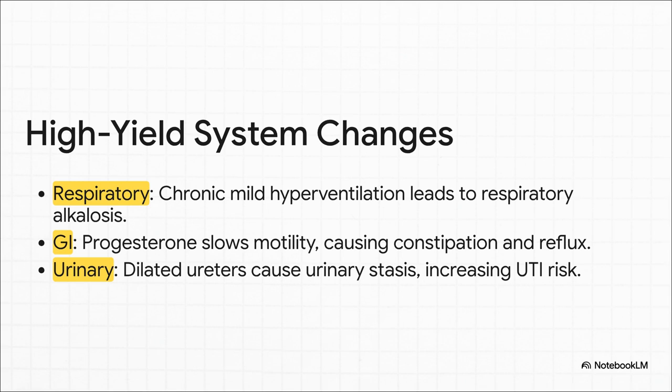Next, the GI system. Progesterone relaxes smooth muscle, which slows everything down. That's why constipation and heartburn are so common. And finally, the urinary system. That same muscle relaxation causes the ureters to get wider, leading to urinary stasis, which means urine just sits there longer, making it a perfect breeding ground for bacteria and raising the risk for UTIs.